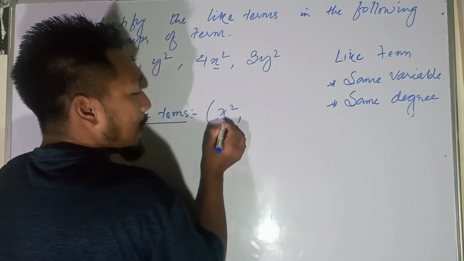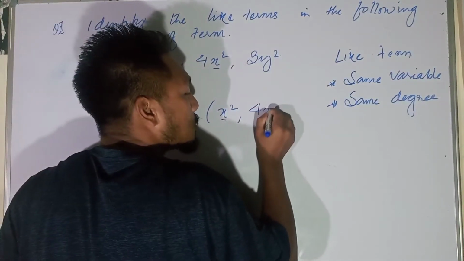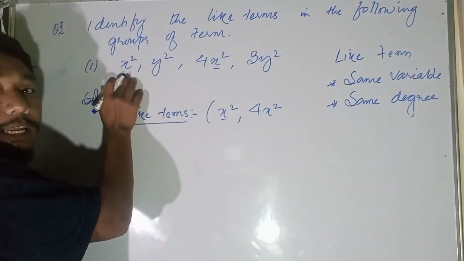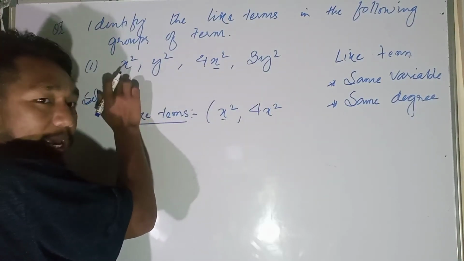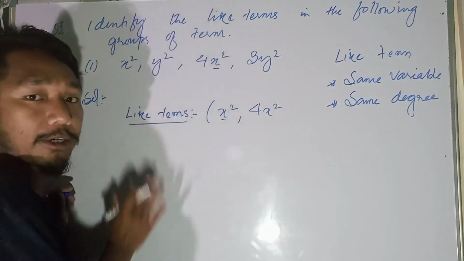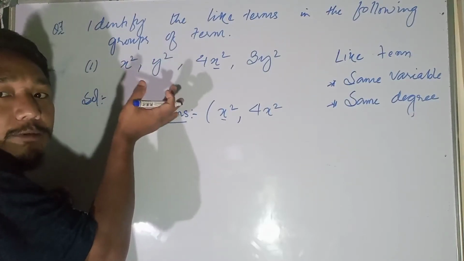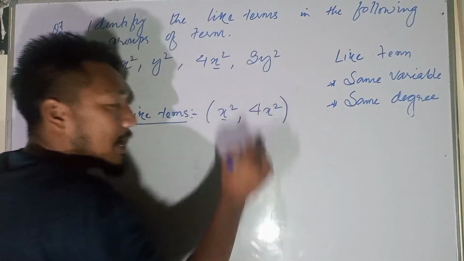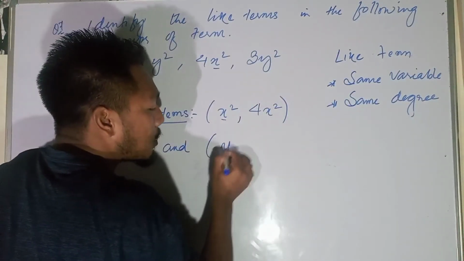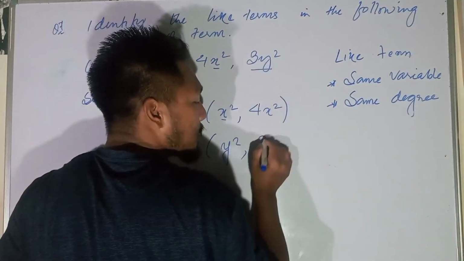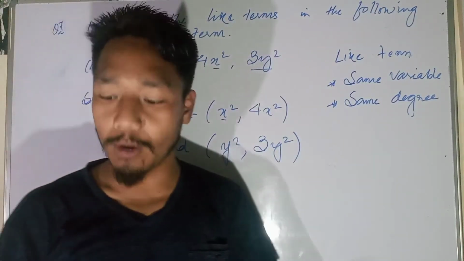So here you see x squared. Do we have any other x squared? Yes, we have one more, 4x squared. But y squared and x squared will not be like terms. Why? Because y and x are different variables, though their powers are the same. Though their degrees are the same, their variables are different, so we will never consider them to be like terms. These two are like terms. Another like term is y squared. Any more y squared? Yes, we have 3y squared. So these two are also like terms.